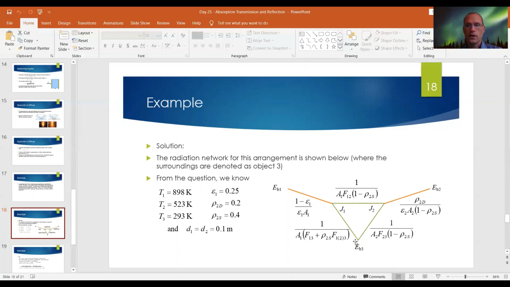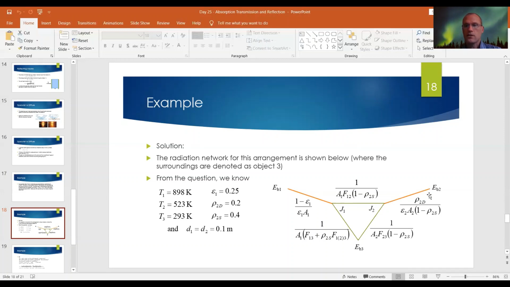Going into my surroundings from object 1, I have A1 F13. That's what comes straight from 1 to 3. I can also get from 1 to 3 by reflecting off of object 2. So I have some reflection, rho 2s, off of object 2, which is why I have 2 in parentheses down here. I have some shape factor that goes from object 1 to object 2, and then reflected off object 2 to object 3. That's what this subscript means. It's like if I'm holding a mirror, can I see myself in the mirror? That's what F123 is.